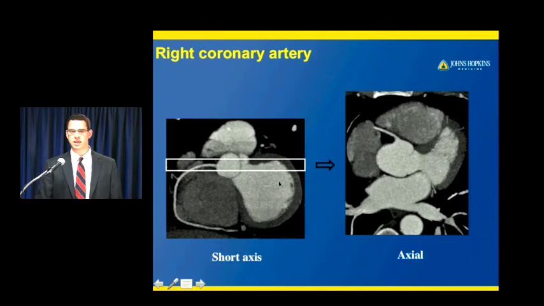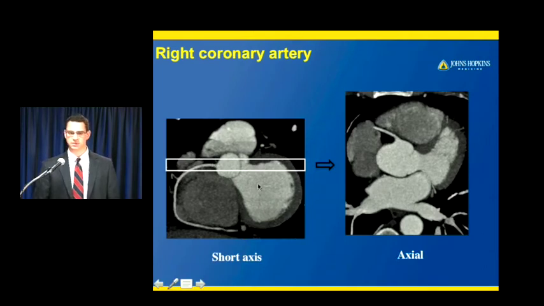If we do a short axis reconstruction, which is my preferred way to really look at the right coronary artery, some people call it a C view as well. Basically what we're doing is we're parallel to the mitral and tricuspid valves, and we're looking back at the right coronary artery in its entirety from the proximal, mid to distal portions. Really shows the anatomy nicely here.